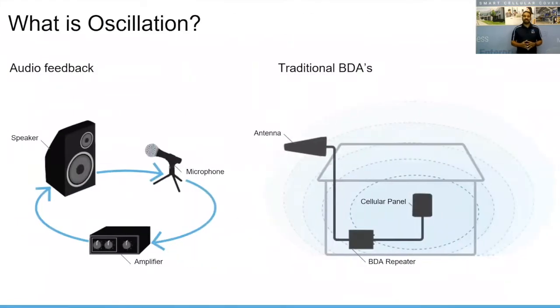So what is oscillation? The best way I can describe oscillation is in the audio environment, you have feedback or echo from a microphone. Basically, you speak into the microphone, it goes into the amplifier and then out through the speaker, but the microphone or the receiver picks up its own output, and then you get the loud screeching sound. You get into an audio oscillation or an echo condition or feedback. With traditional BDAs, we can be subject to the same thing. You can see in the example on the right, this is a traditional layout for a wideband repeater. Now, if the output of the system, the cellular panel or the transmitter, is detected by the incoming antenna, that's when you can get into an oscillation condition.